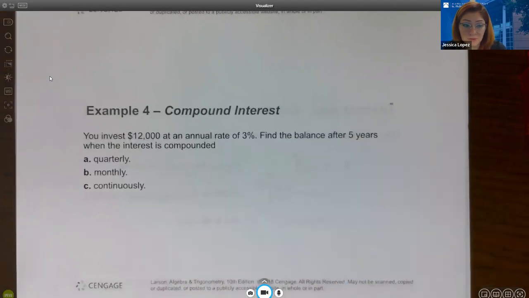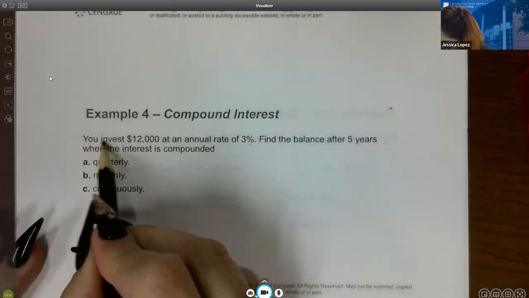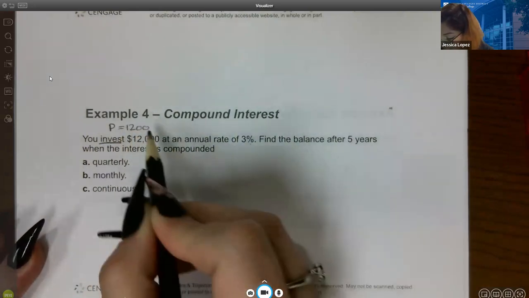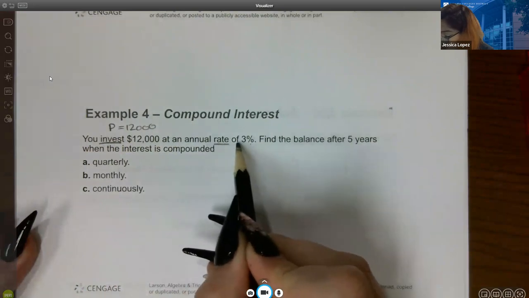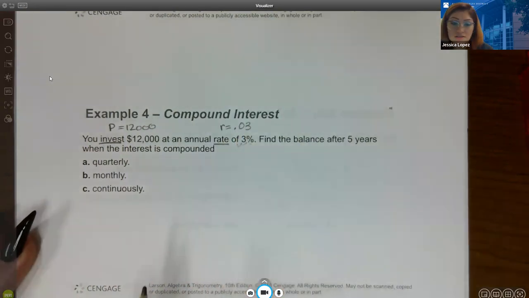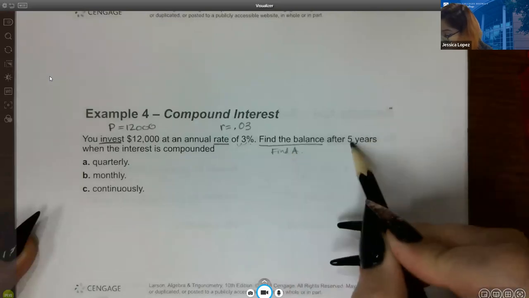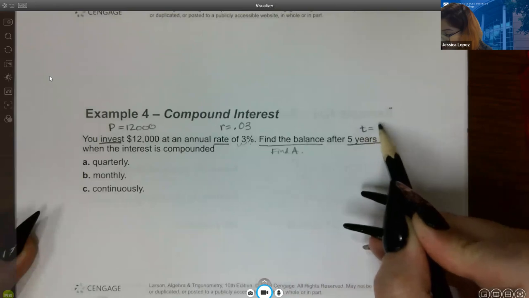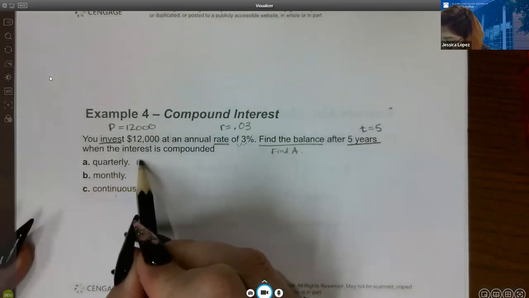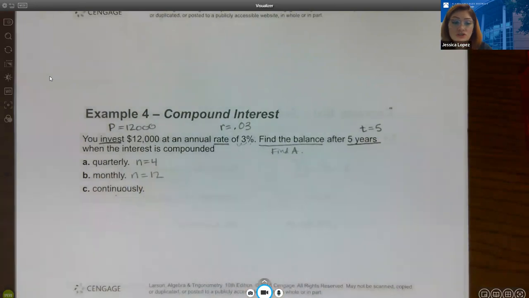So here's a first example. It says you invest $12,000 at an annual rate of 3%. So if this is my investment, then that means what I'm putting in. So that's my P. So P is going to equal 12,000. And then it says my annual rate is 3%. So R equals, but I have to put this in a decimal. So it's actually 0.03 is my rate. And then it says find the balance, which means find A. And then it says after 5 years. So 5 years means T equals 5. And then what does it say? It has 3 different ones. So I have to do 1 for compounding quarterly, which means N equals 4. Compounding monthly, which means N equals 12. Or continuously, which is a totally different formula.